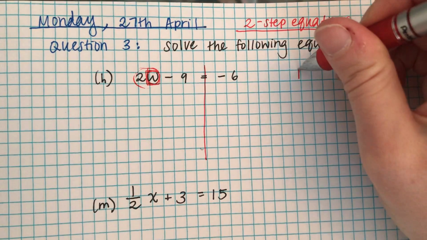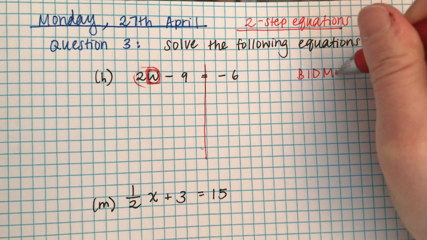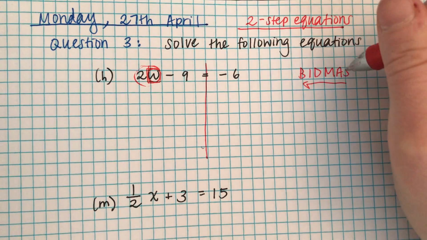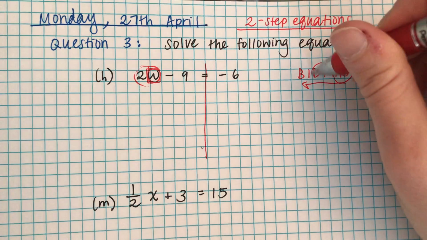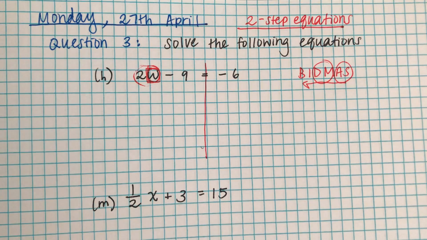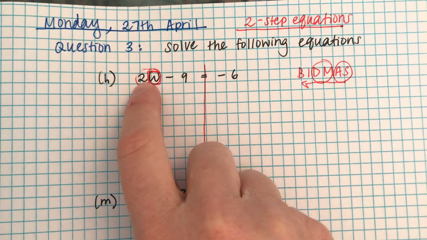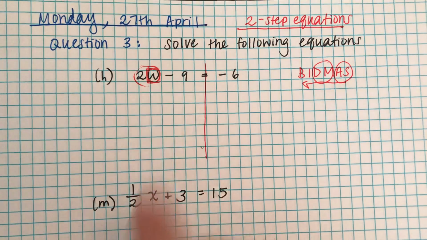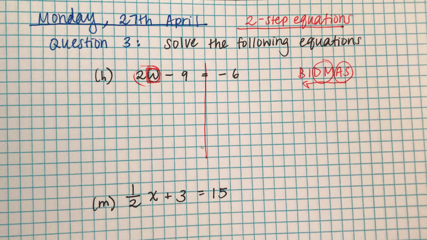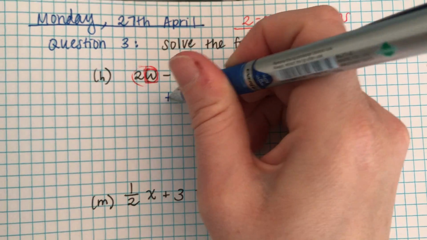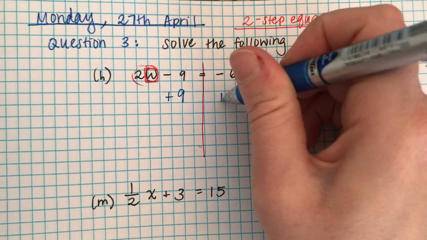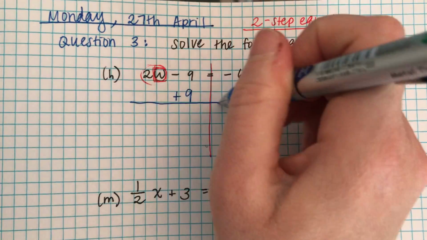And we also think about using the opposite of BIDMAS. So remember, we start with addition and subtraction, and then we use division and multiplication in order to solve for w. So if I read this out, I have 2 times w, take away 9. Working backwards, the last thing that I said was take away 9. I want to use the opposite of that to get to w, to undo it. So I'm going to plus 9 on both sides of the equation.